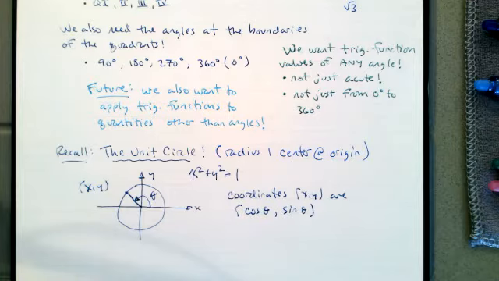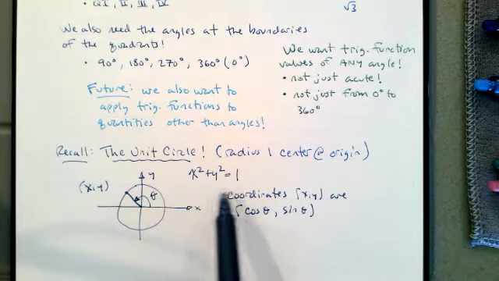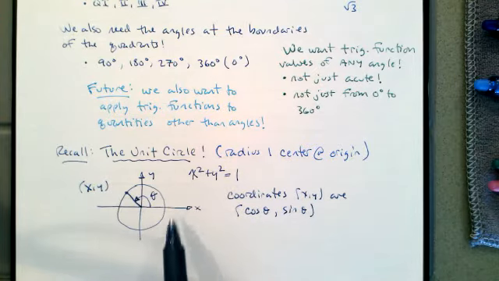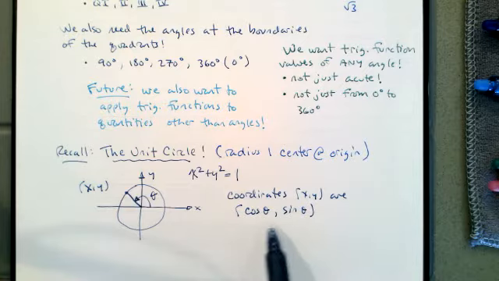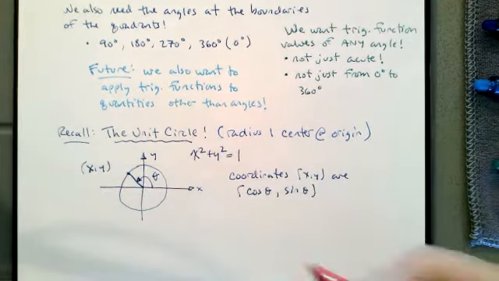So with this in mind, we get lots of cool identities just coming from the unit circle. First, we notice that x squared plus y squared is equal to 1. That's the equation that describes this circle. And from that, if I replace x with cosine theta, so we notice that x equals cosine theta.